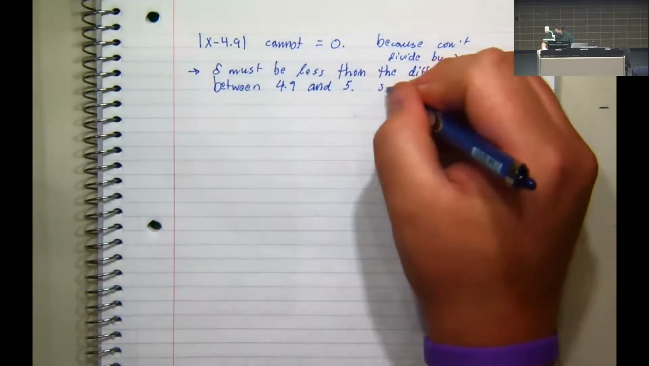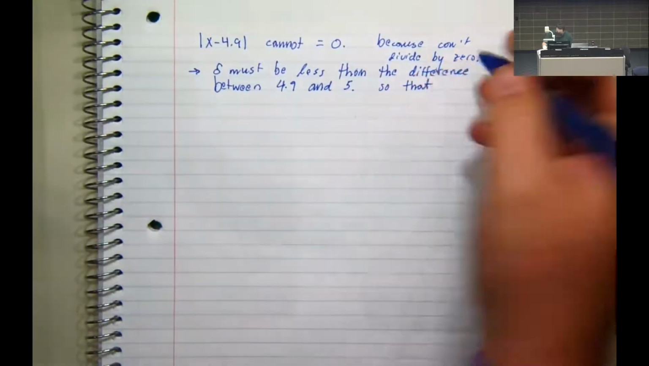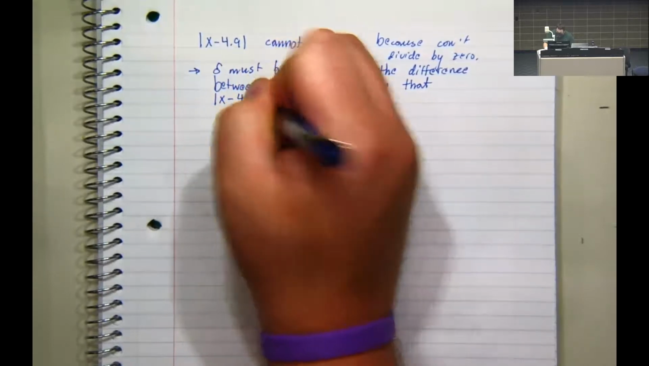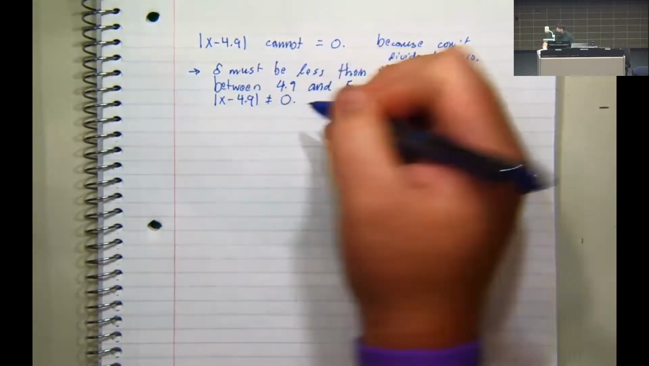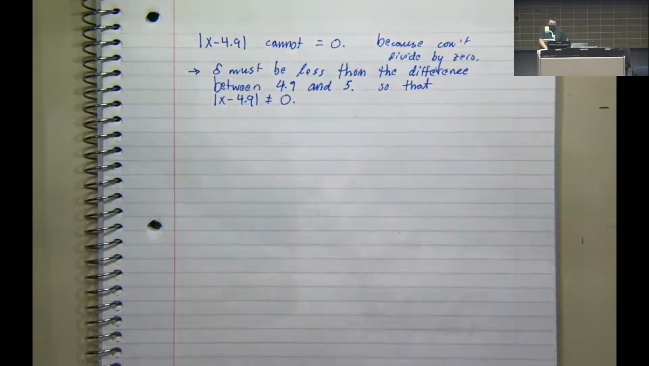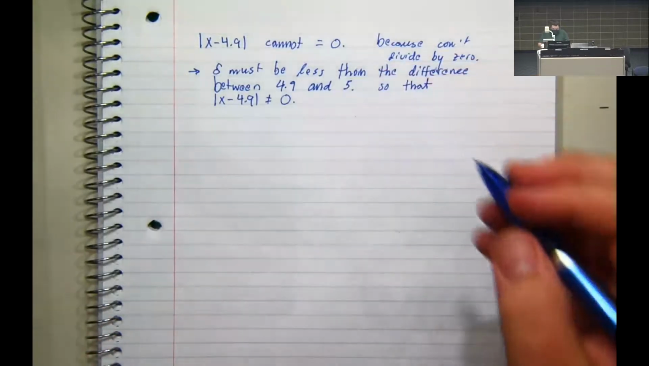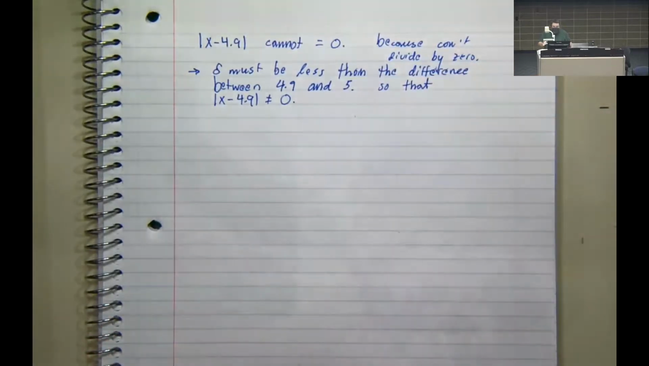So that x minus 4.9 does not equal 0. Remember, delta is the difference from 5, right? So we have 5. It would be much easier to graph it out. I don't have time. I recommend looking at a graph of this. We're just going to keep going, and then I'll post the solutions.